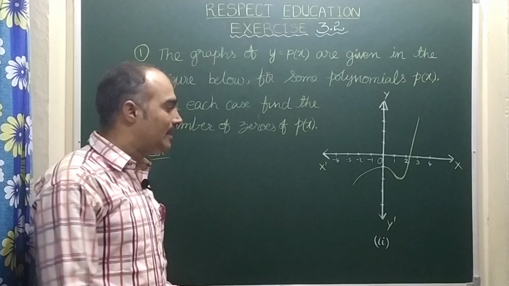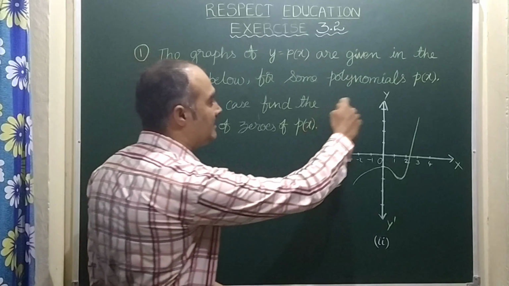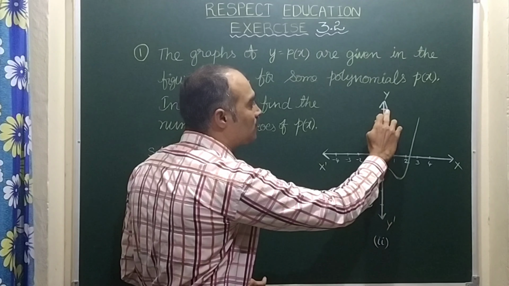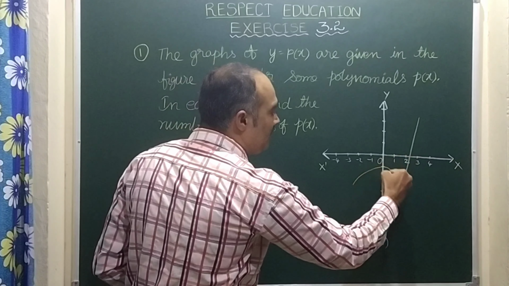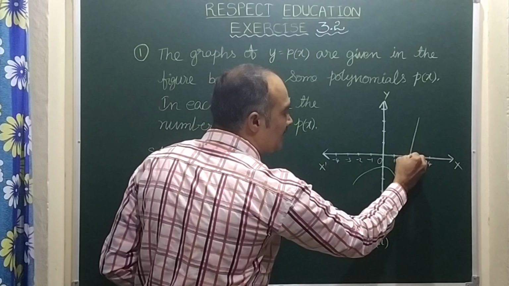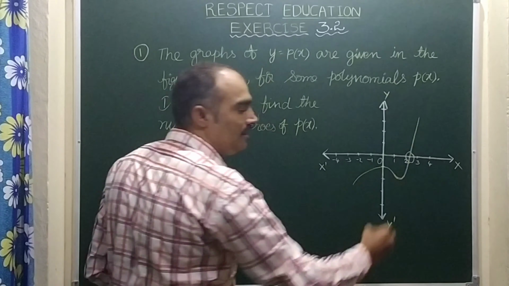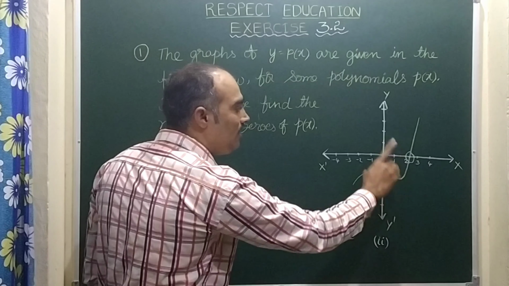Now let us see the next bit, that is the second bit. Here is the graph given. Now we are asked to write the number of zeros. Here you observe, children, the given graph intersects the x-axis at only one point. So this graph has only one zero.